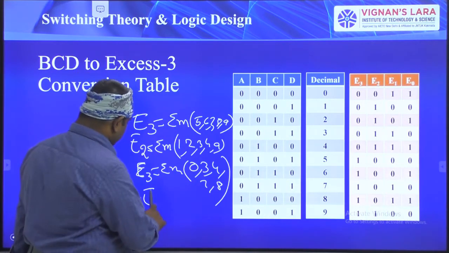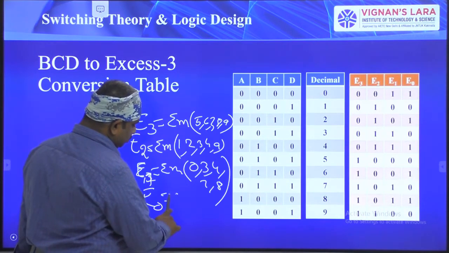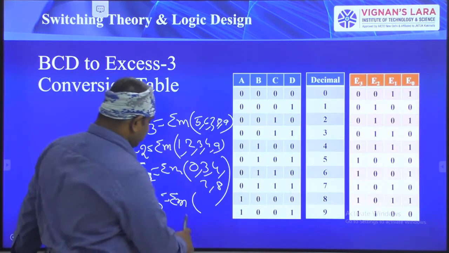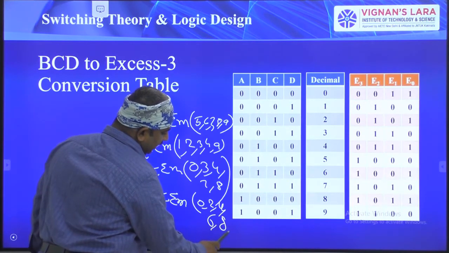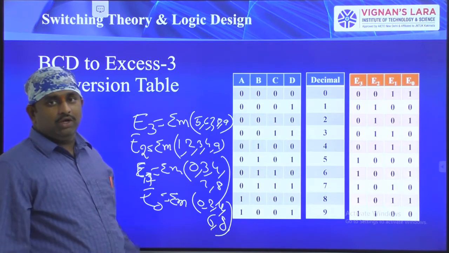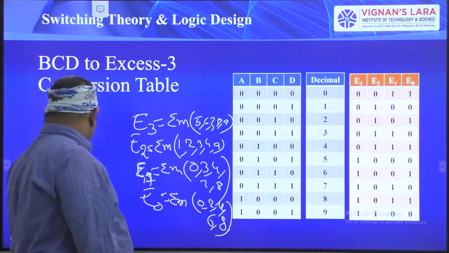This is the value for E1. Next, E0 is equal to sigma small m of 0, 2, 4, 6, 8. So these are the minterms for E0. So we have written E3, E2, E1, E0 Boolean expressions.